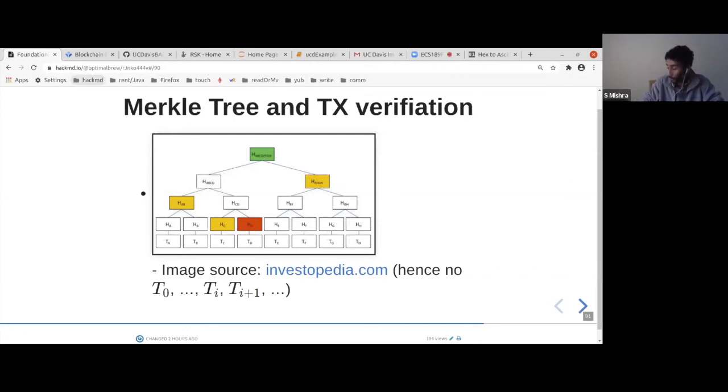And this is how most smartphone-based apps, simple wallets work without access to full blockchain data.